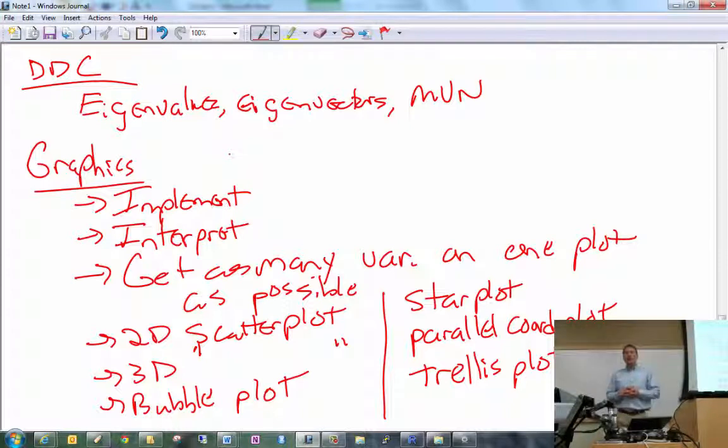I could ask you on an exam, describe for me how a star plot is constructed, but I don't want to see an actual star plot. So can you, in words, describe what a star plot is and how it's constructed? So that's the graphics section.